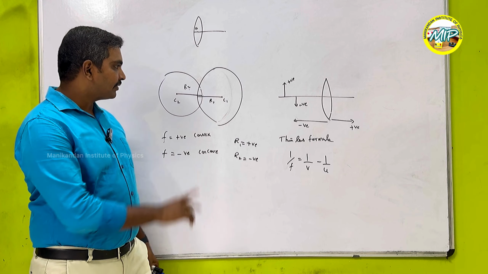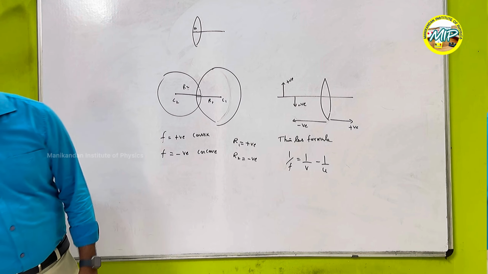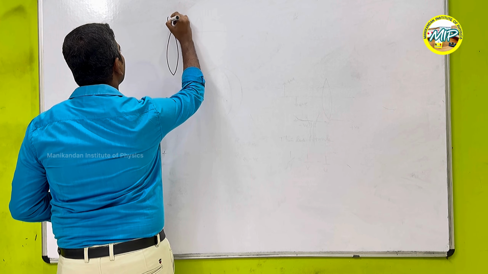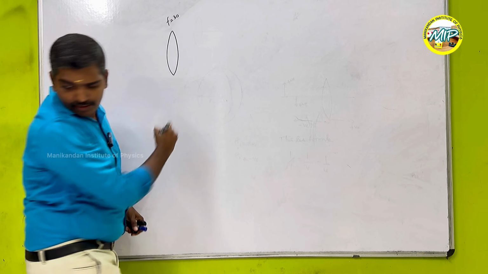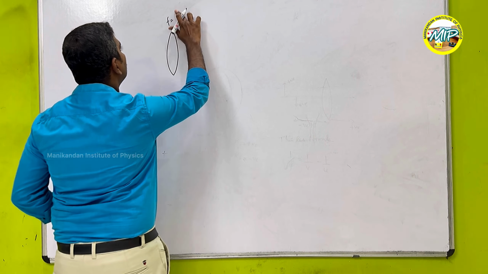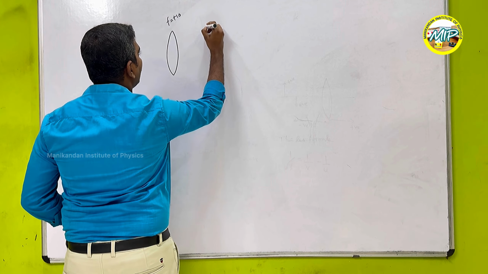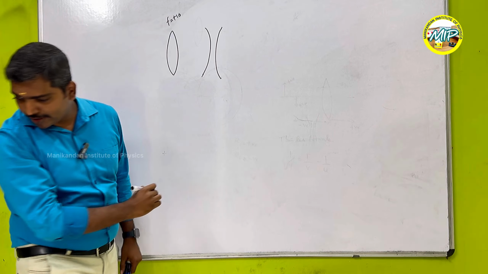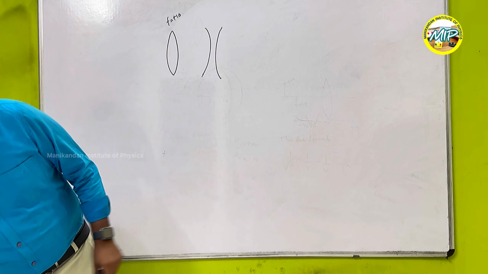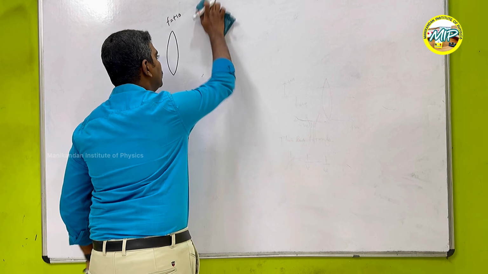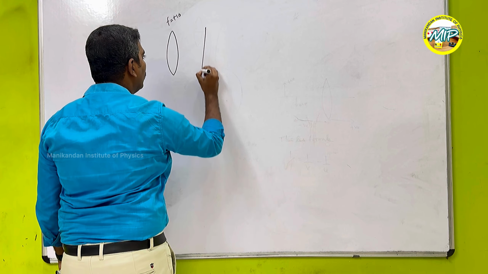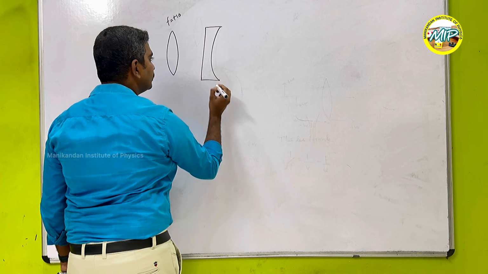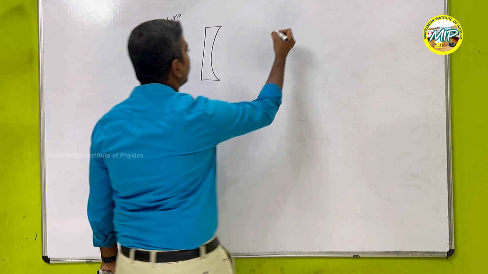I will just erase this part. Then I have a convex lens of focal length f equals plus 10, and I have a concave lens. Is it a concave or a plano concave? Sorry, it's going to be a plano concave lens. Then again I am going to place a convex lens here.